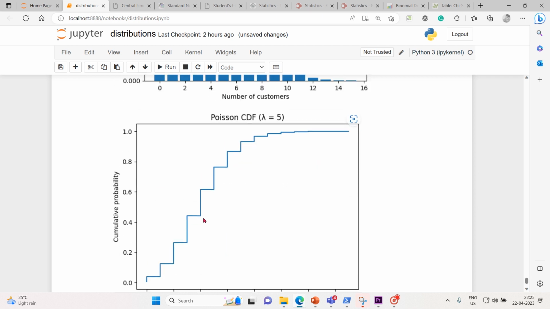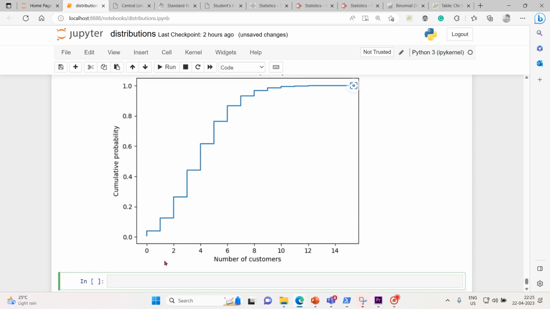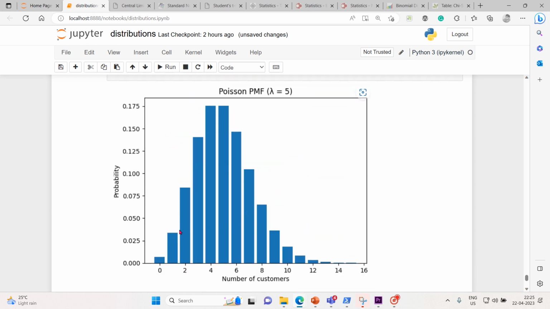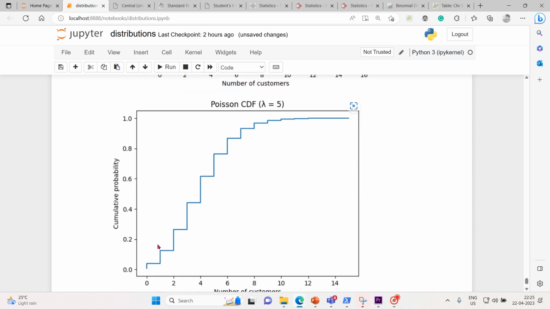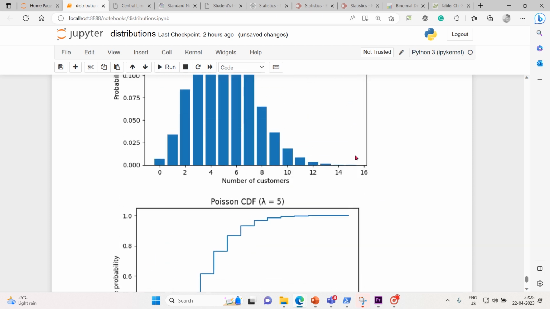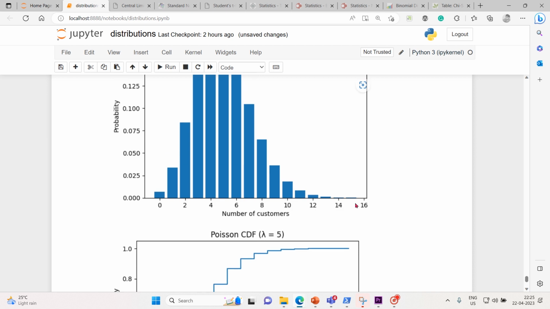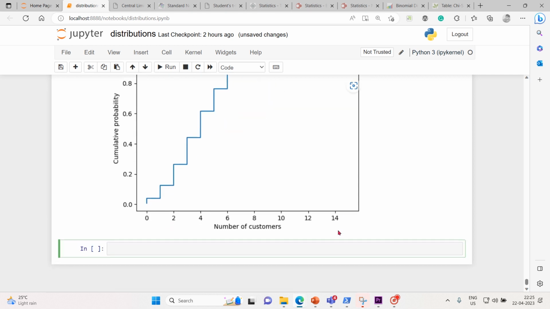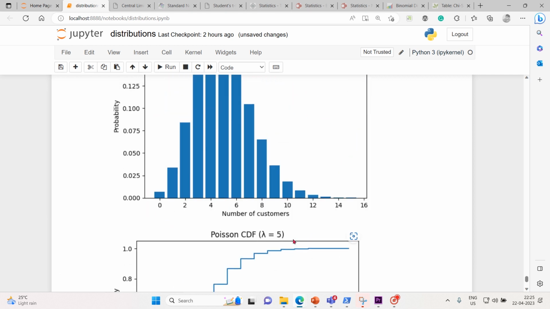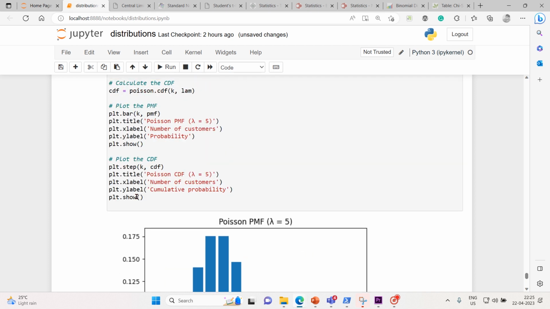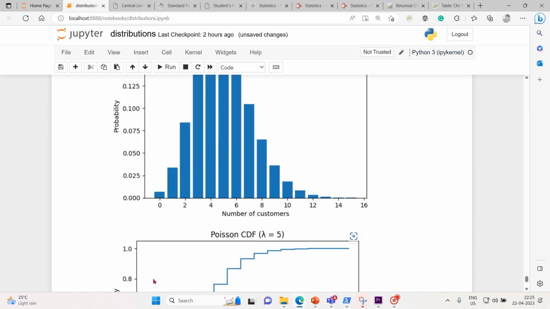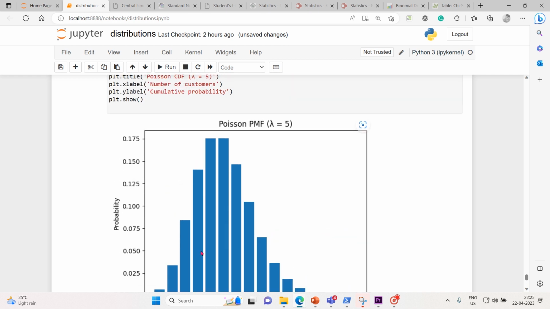But when it comes to the cumulative, every probability will be added. It starts from here, then both were added, and it keeps on adding. When it comes to 16, because it's a cumulative probability, it keeps on adding and it goes up. So the actual absolute probability of 16 customers entering the shop is very low, but here if you see, it's very high. That's the cumulative distribution function, and this one is just the probability mass function, PMF. These are the two. I hope you got the point.